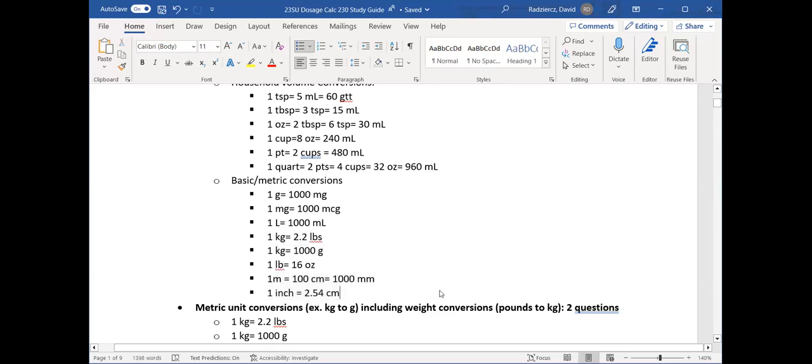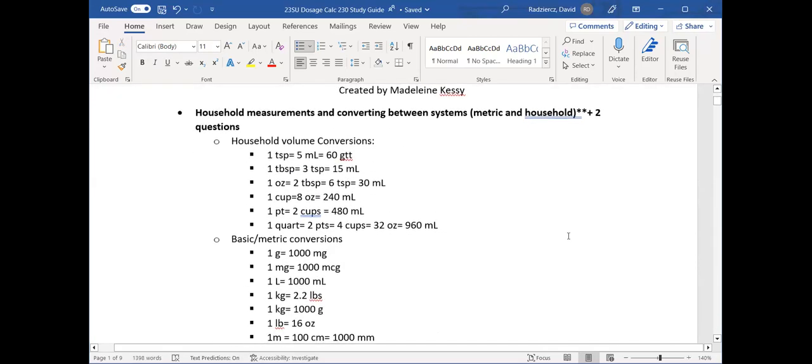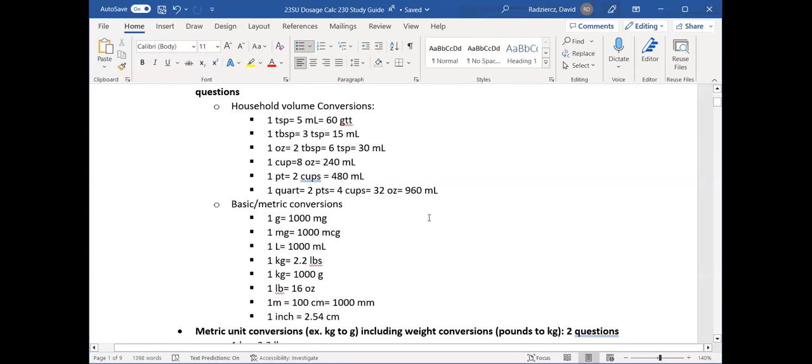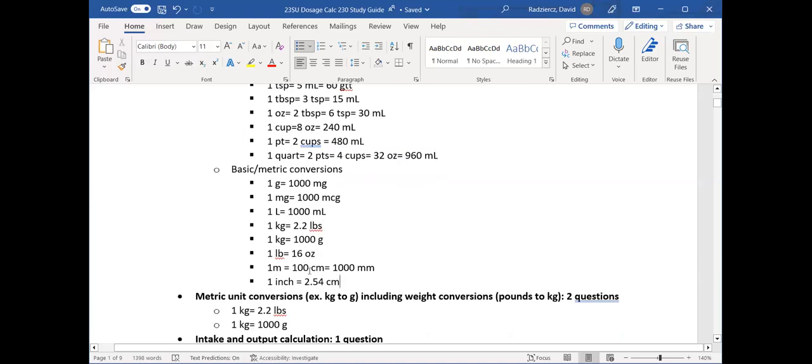One of the things that I think is good that Maddie did when she created this is she went through your 230 blueprint and basically highlighted some of the things. So it tells you, you're going to have 2 questions on household measurements and converting between systems. And so she wrote out the household conversions and the metric conversions. So if you do get, like, convert 15 inches to centimeters, using 2.54, then you have those conversion factors there. So it'd be good practice.